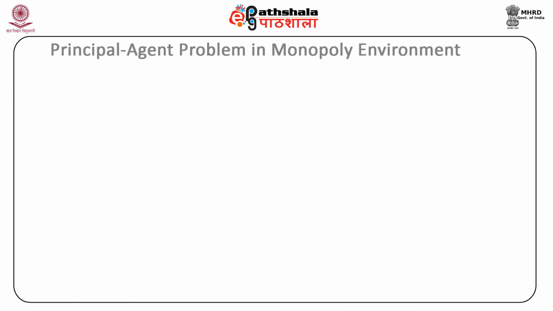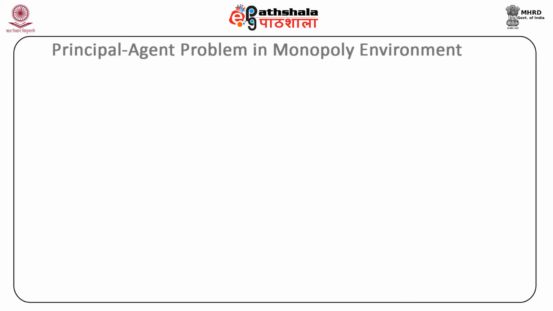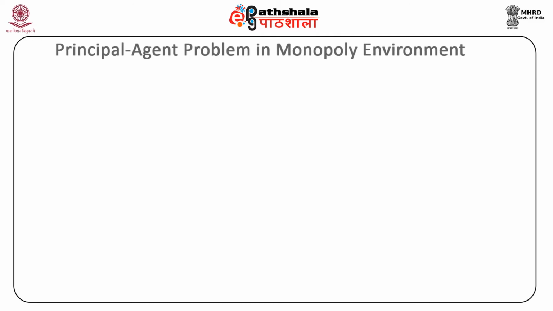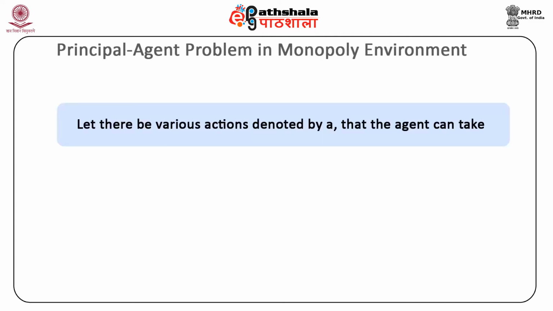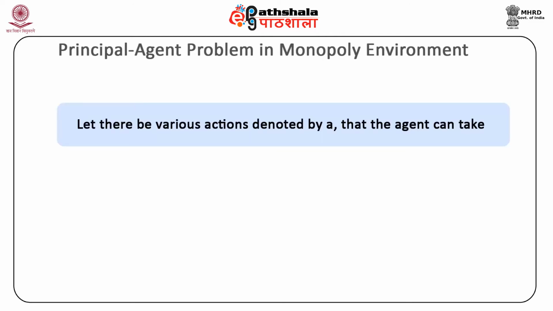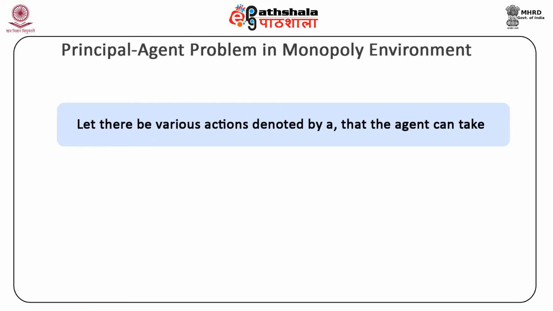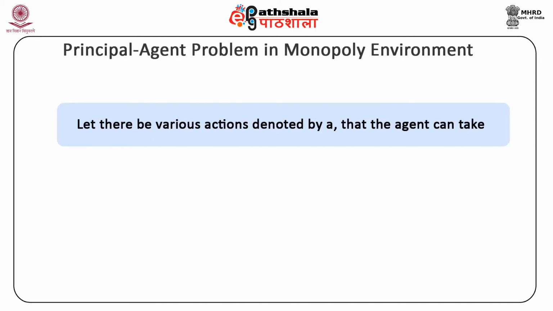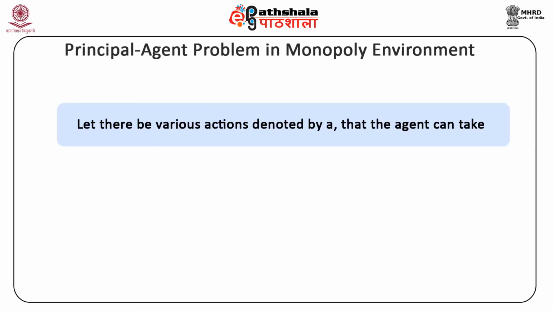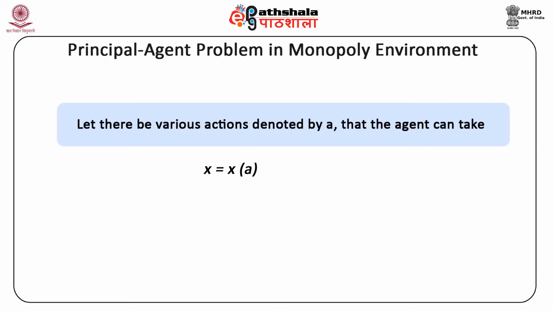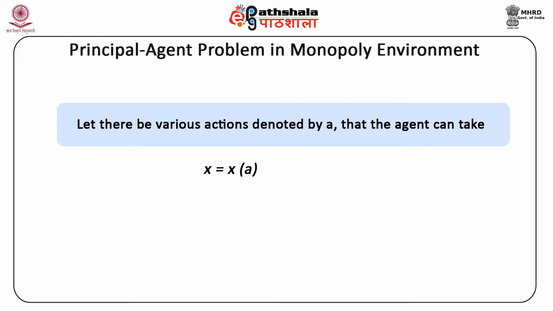Let there be various actions denoted by A that the agent can take. Assuming the output to be a known function of action, we can write x = x(A).